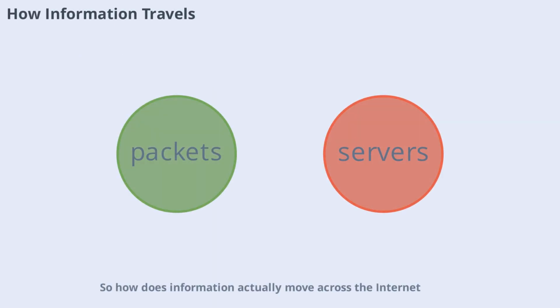So, how does information actually move across the internet? When you send a message or request a website, your data is broken into small pieces called packets. Each packet finds its own way through the network, traveling through different routes and passing through many computers called servers. These servers help direct the packets to where they need to go.